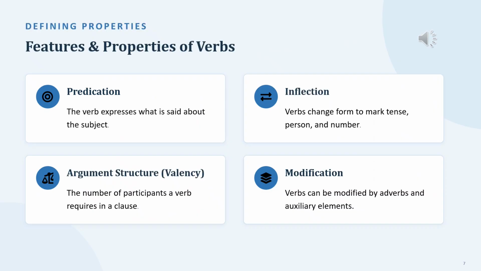Regarding the features and properties of verbs, every verb shares 4 defining properties. The first, predication. It is how the verb expresses what's being said about the subject. The second, inflection. It is how a verb changes form to mark tense, person, and number. The third is argument structure or valency. It tells us how many participants a verb requires. And the fourth one is known as modification. It is how verbs can be shaped by adverbs and other elements around them.